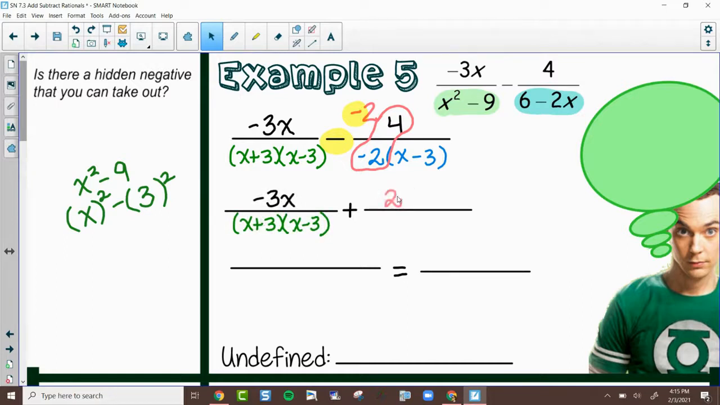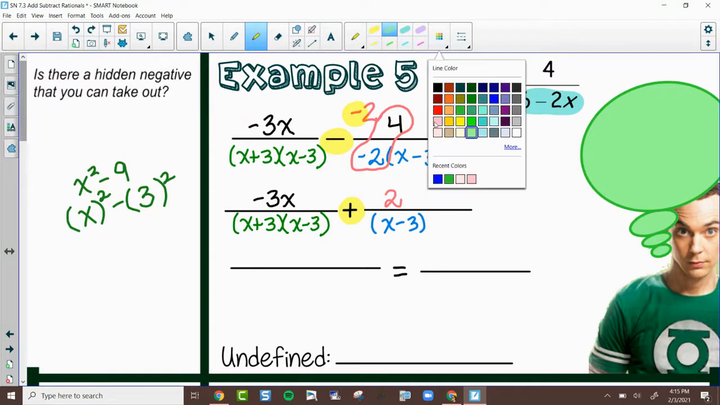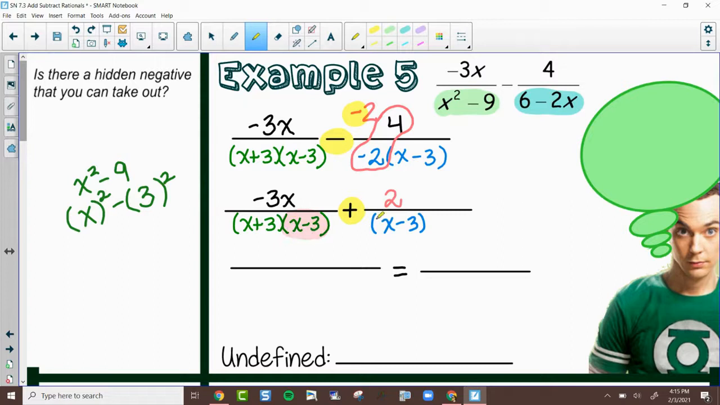And now I just have a 2 left on top. And you can see that I changed this one to a positive because I've got double minuses. And I still have an x minus 3. Okay, now I need to do common denominators. What does one have that the other doesn't? Well, this one actually works out pretty nice because they both have an x minus 3. This one has an x plus 3. This one is missing it. So I'm just simply going to give the top and the bottom the piece that it's missing.